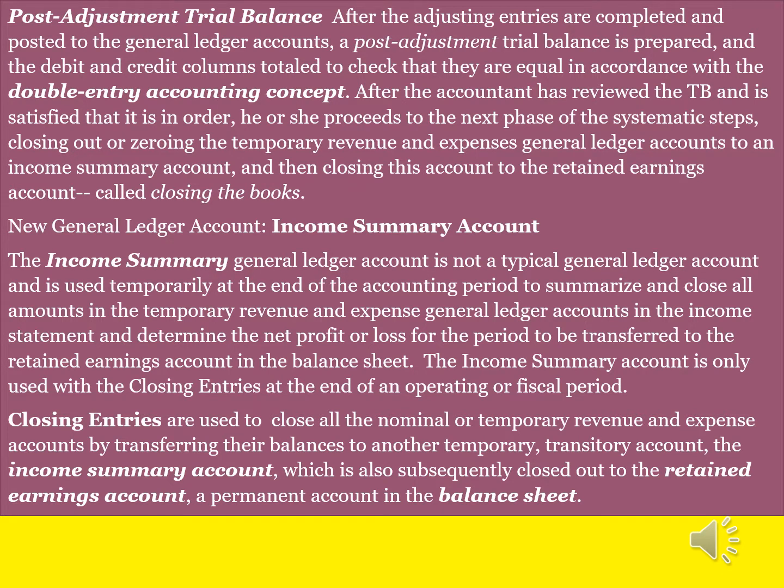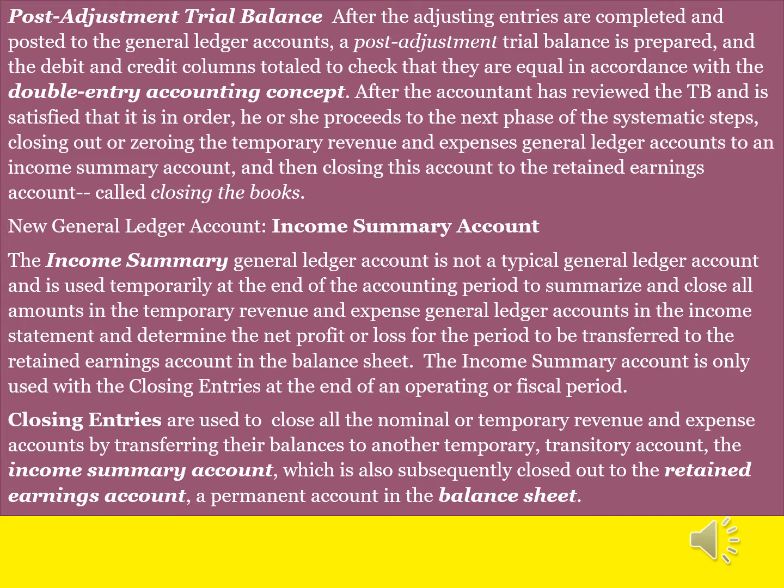After the adjusting entries are completed and posted to the general ledger, a post-adjustment trial balance is prepared and the debit and credit columns totaled to check that they are equal in accordance with the double entry accounting concept discussed earlier. A review of the post-adjustment chart of accounts and trial balance shows the totals of the debit and credit columns are equal, also referred to as footing the trial balance. After the accountant has reviewed the trial balance and is satisfied that it is in order, he or she proceeds to the next phase of the systematic steps in closing the books.